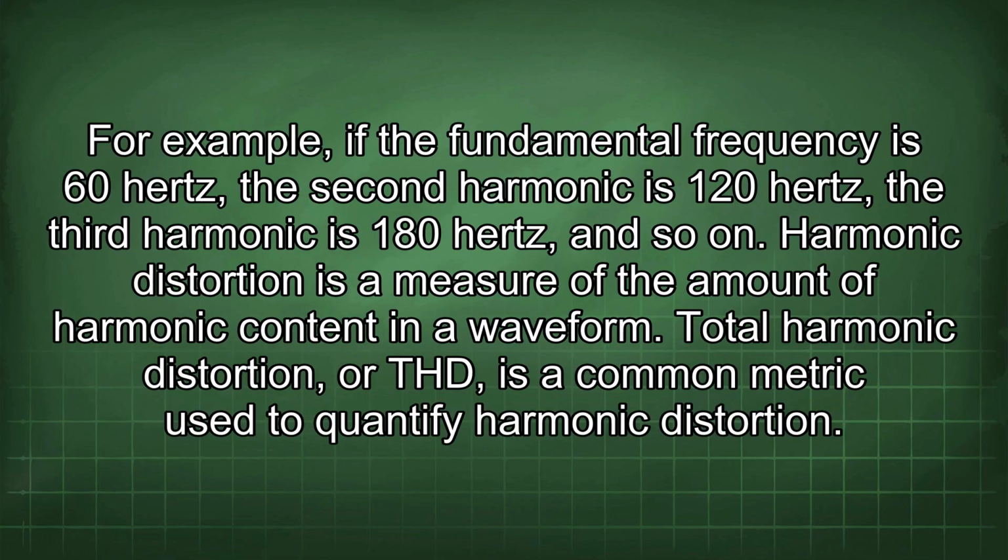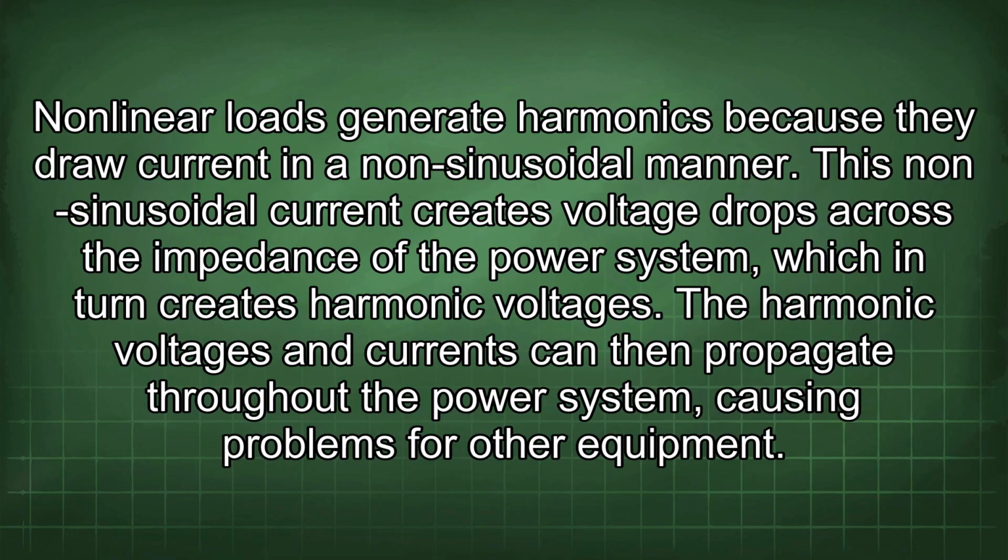For example, if the fundamental frequency is 60 Hz, the second harmonic is 120 Hz, the third harmonic is 180 Hz, and so on. Harmonic distortion is a measure of the amount of harmonic content in a waveform. Total harmonic distortion, or THD, is a common metric used to quantify harmonic distortion. Nonlinear loads generate harmonics because they draw current in a non-sinusoidal manner. This non-sinusoidal current creates voltage drops across the impedance of the power system, which in turn creates harmonic voltages.